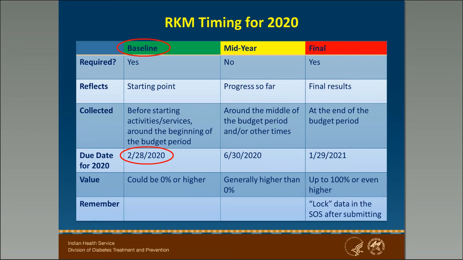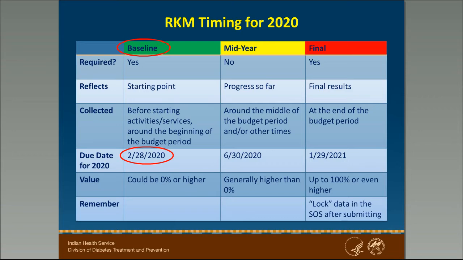Final data is required as well, and that reflects your final results. That's usually collected towards the end of the budget period. We allocate an extra month after the end of the budget period for you to submit that data, and that's why the data is due at the end of January when your budget period end date is 12/31. The value could be up to 100% or higher. Not necessarily bad if it's less than 100%. Again, the main goal is showing improvement.